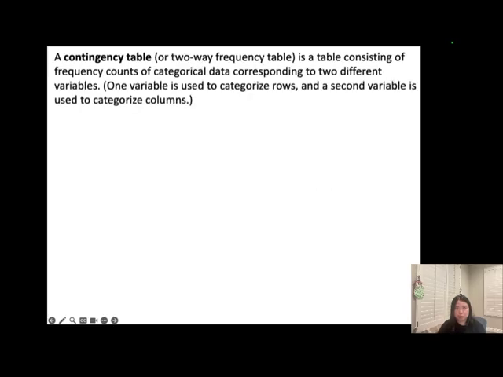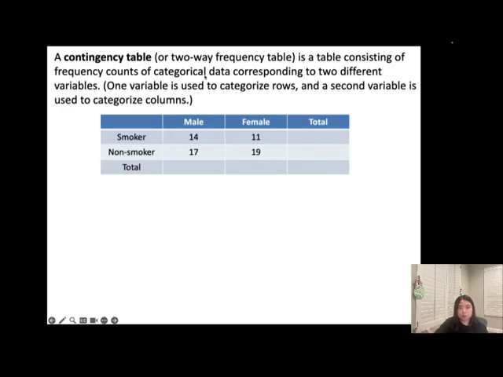A contingency table, or you could call this a two-way frequency table, consists of frequency counts of categorical data corresponding to two different variables. So you can see we do have two variables. One variable is the smoking habit, and one variable is gender. First, I want you to find the totals. How many total males are there? How many total females? How many of them are smokers? How many are non-smokers?